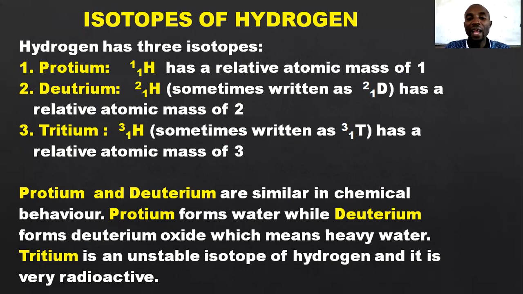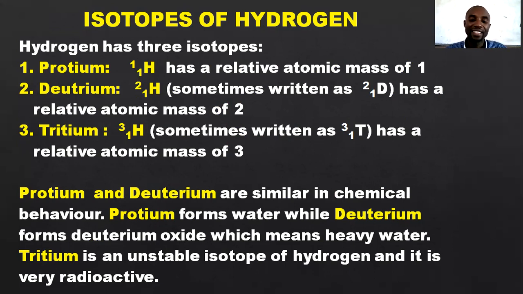So sometimes written that way, it has a relative atomic mass of 2, while tritium, the third isotope, is sometimes written as T with atomic number 1 and mass number 3, which is atomic mass of 3. So the 3 isotopes of hydrogen are what? Proton, deuterium, and tritium. These are the isotopes of hydrogen.